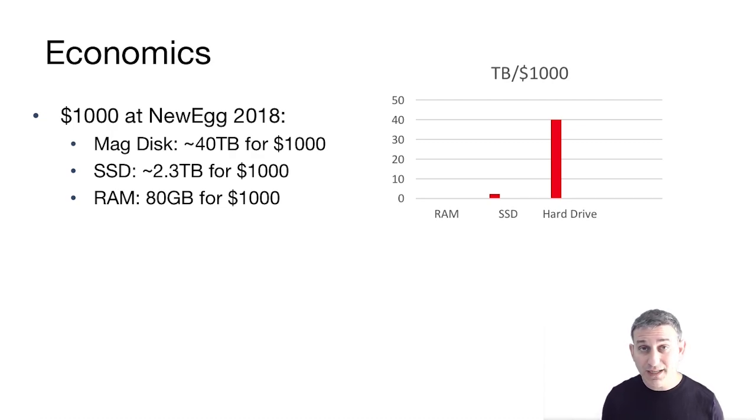And if you want to keep your data in RAM for $1,000, you can only get about 80 gigabytes of enterprise RAM. So that's many orders of magnitude less than what you get for magnetic disks. So in terms of storage density, hard drives are still a phenomenal bargain. And that's why they still get used in database systems for very large databases.